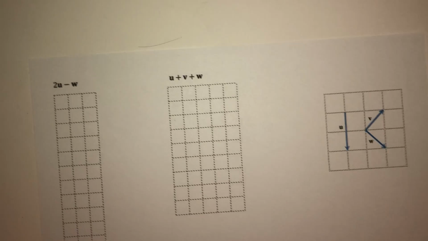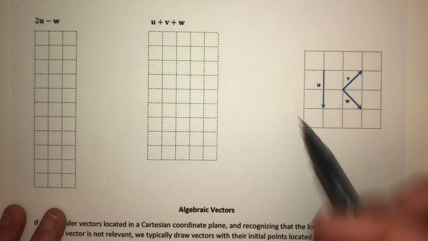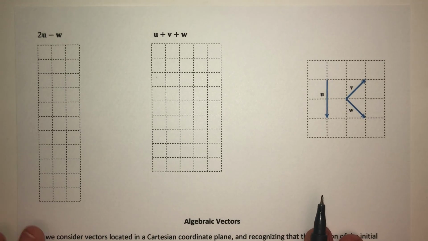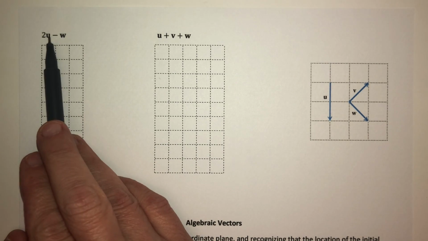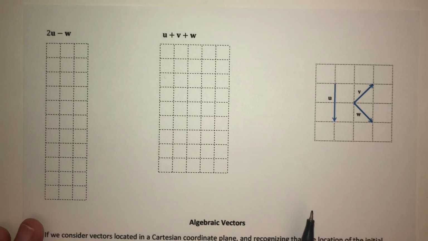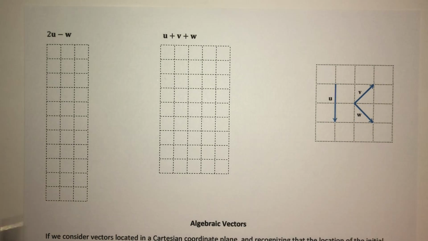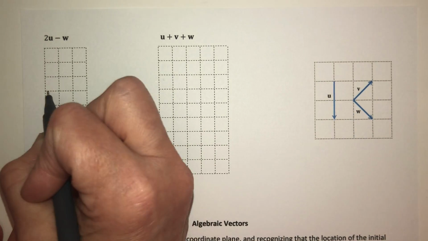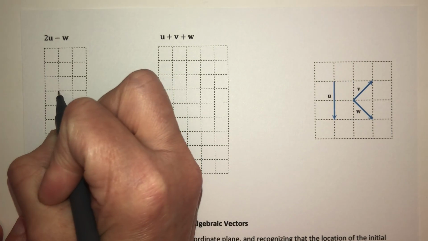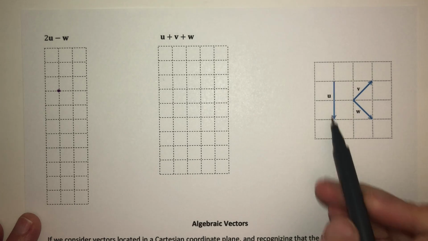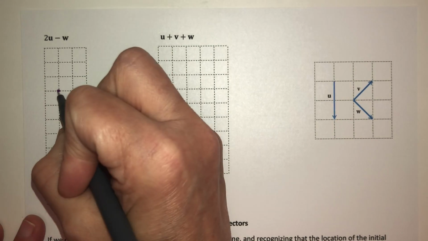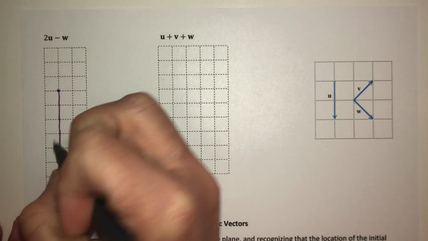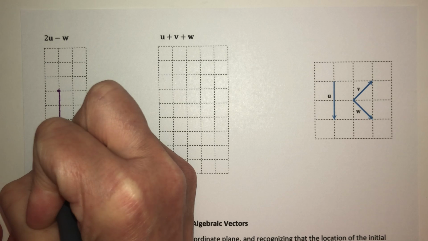Okay, so now let's look. I've repeated this over here. We have the same vectors, just different sheets, so I thought I'd make sure it was repeated. 2u minus w. So the first thing I want to do is I want to draw 2u. So that's going to be, let's just place it here. I don't know, start it here. It goes down 2 normally, so I'm going to bring it down 4. Because it's got to be twice as long. 1, 2, 3, 4. So that is my 2u.